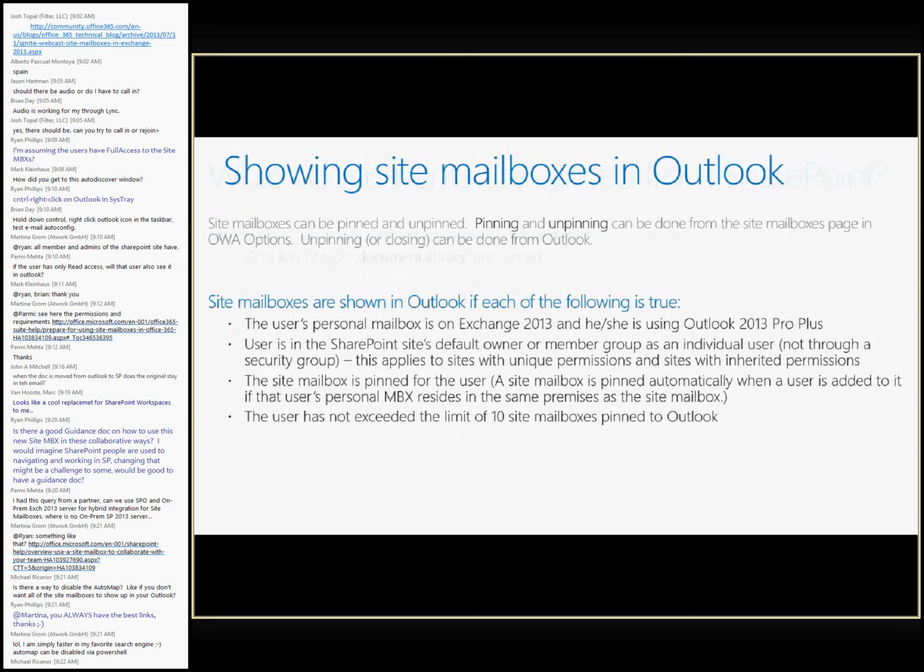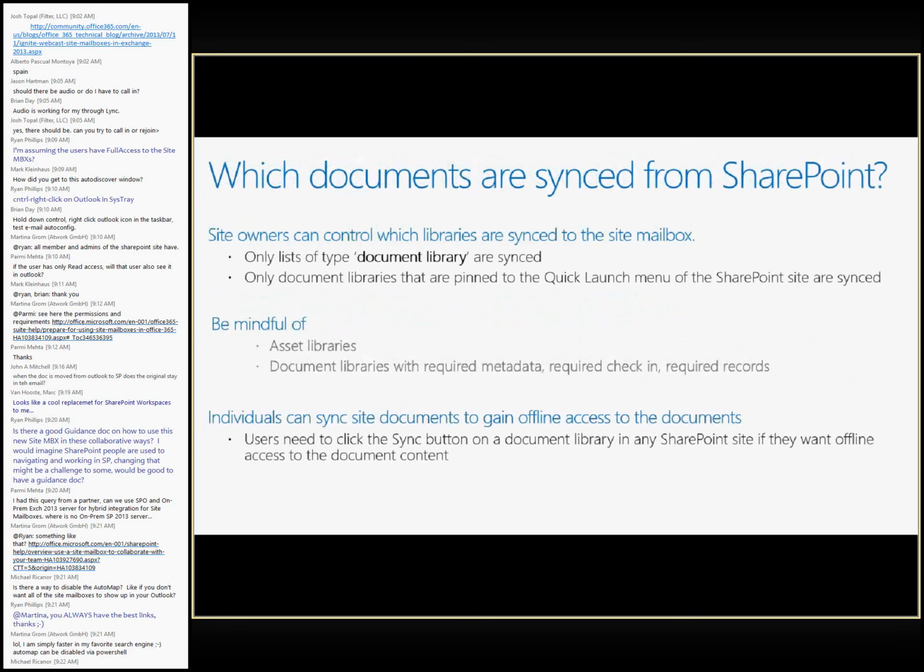If we come to the server side, what types of documents are synced in SharePoint? All containers or all lists in SharePoint that are of the type document library are synchronized. When I talk about synchronized, it's the metadata. All that data is synchronized in Exchange, and you have to keep in mind that that particular document library also has to be in the quick launch. Both of these criteria have to be fulfilled so that Exchange can show both the document library and the site mailbox within Outlook.